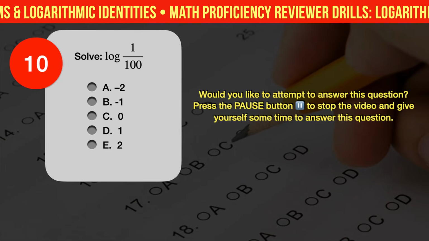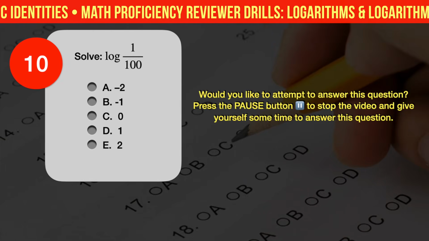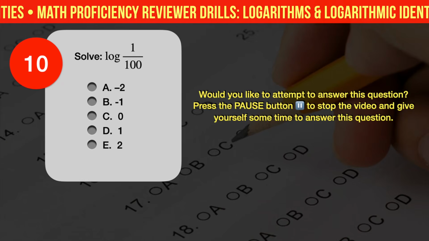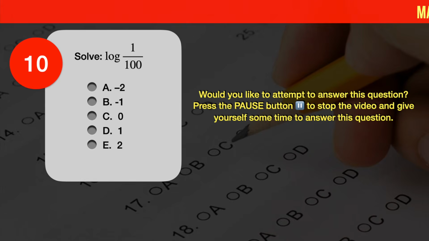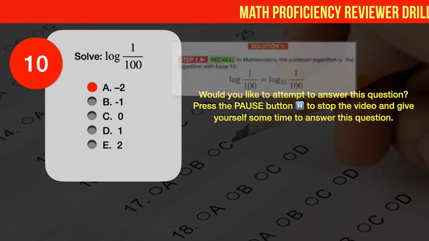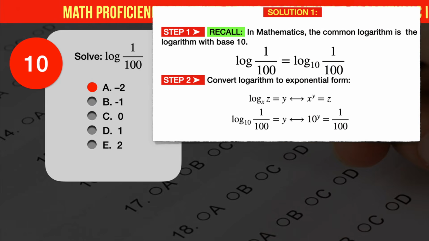Drill question number 10. Solve logarithm of 1 over 100. A. minus 2. B. minus 1. C. 0. D. 1. E. 2. The correct answer is A. minus 2. Recall that the base for a common logarithm is 10. That is, if no base is specified, we can assume it is 10. Next, we convert the logarithm to its exponential form.